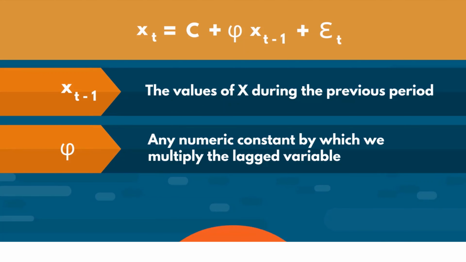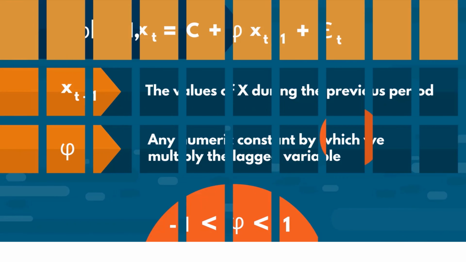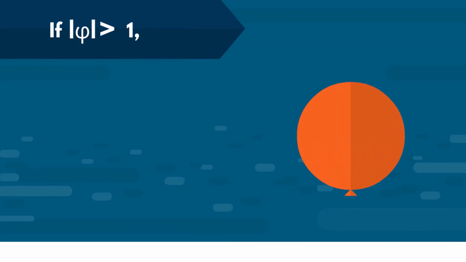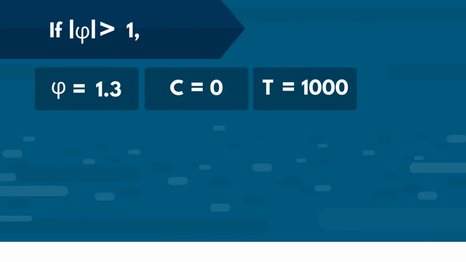It's good to note that these coefficients should always be between -1 and 1. Let me explain why. If the absolute value of the coefficient is greater than 1, then over time it would blow up immeasurably. This idea can seem confusing at first, so let's take a look at a mathematical example. Say we have a coefficient for phi equal to 1.3 and a time series with 1,000 observations.